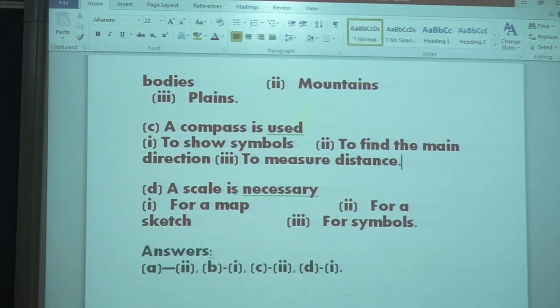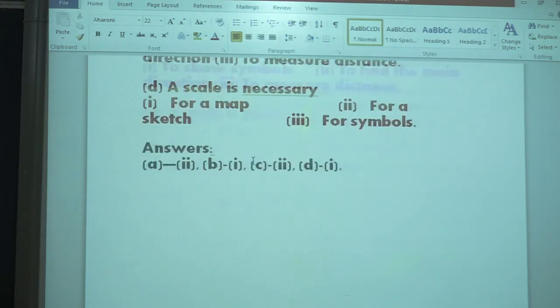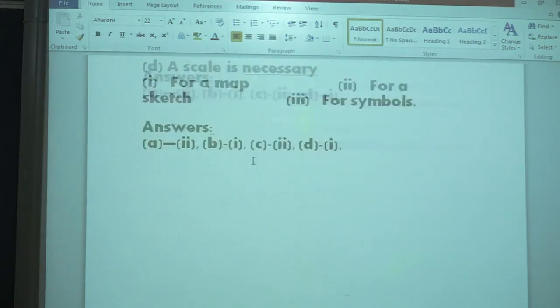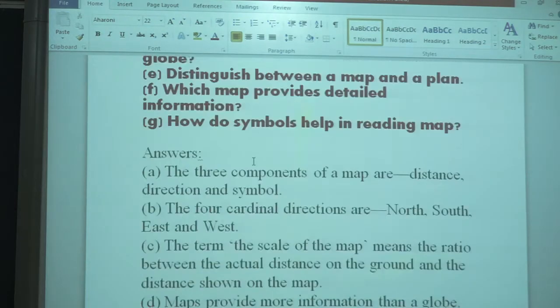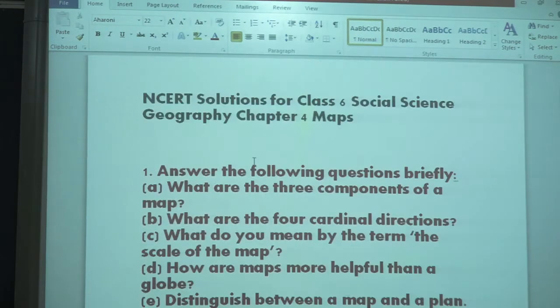Next. A scale is necessary for a map, for a sketch, for a symbol. So what is the answer? For a map, the scale is important. These are the questions that we are discussing over here. These are quite simple questions that you can solve.